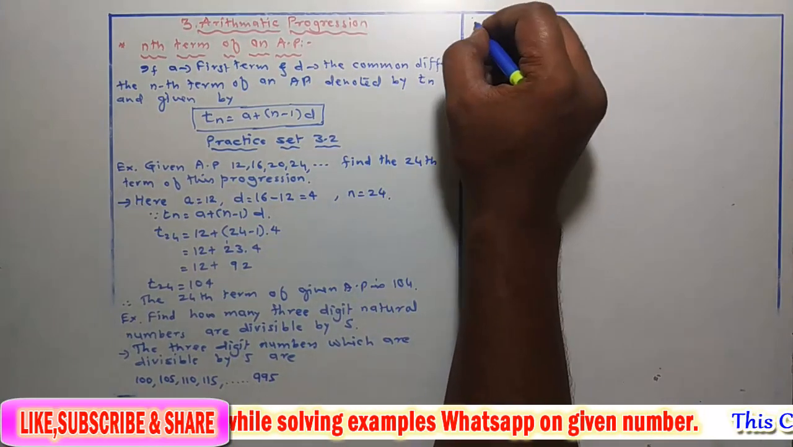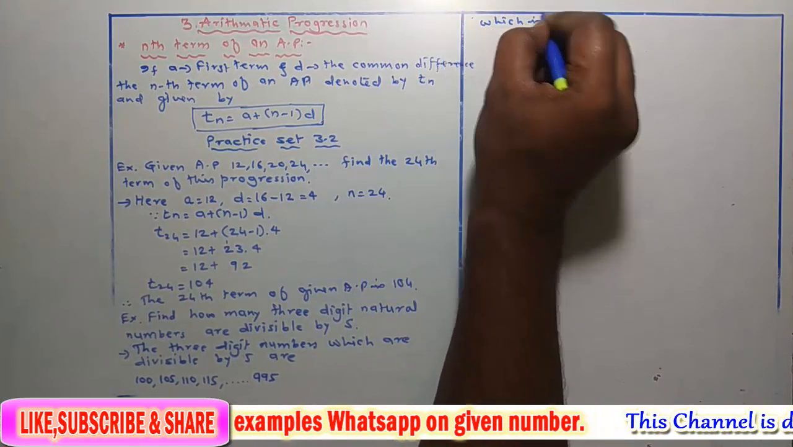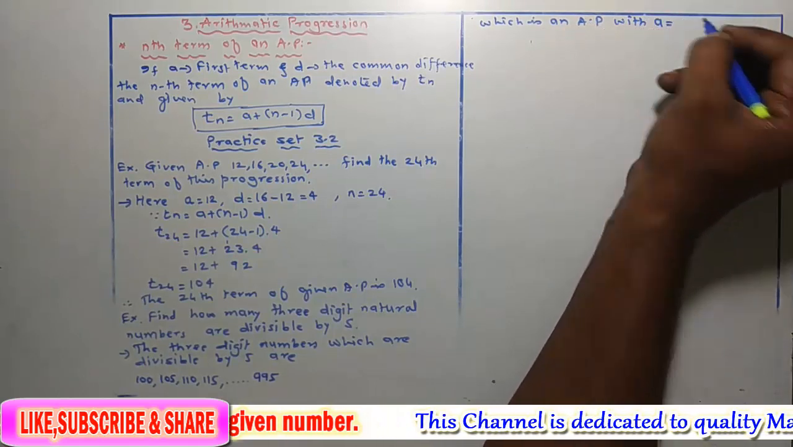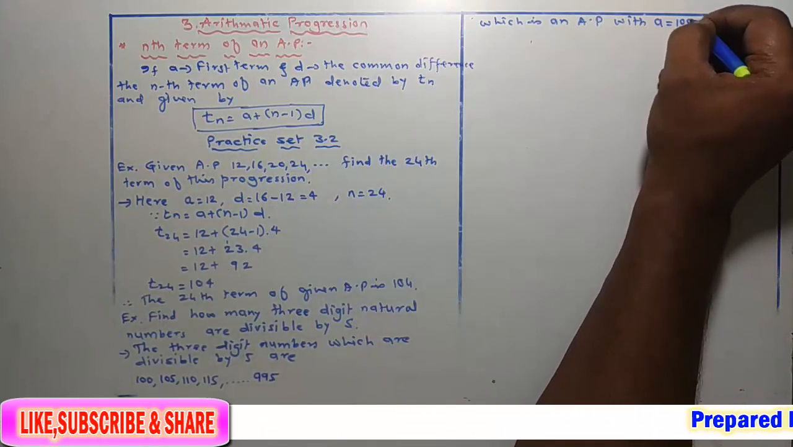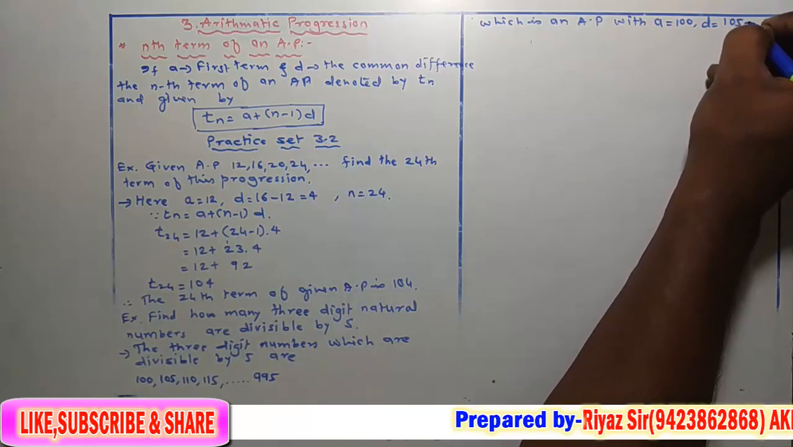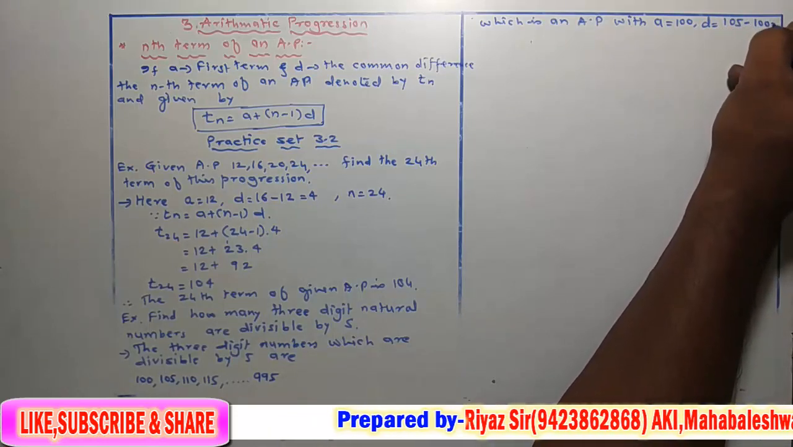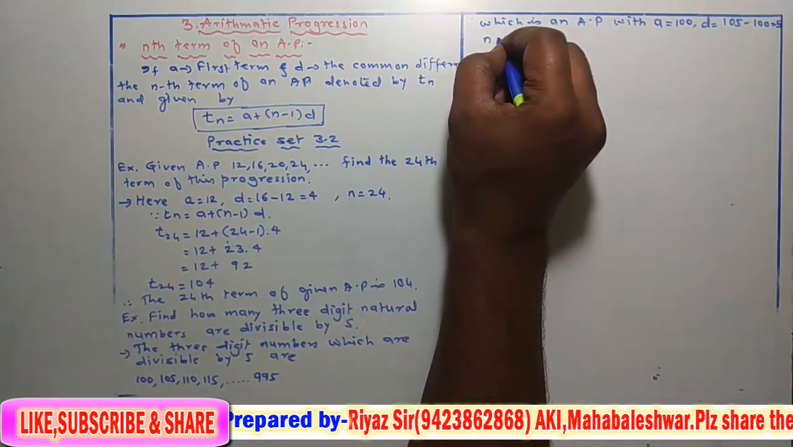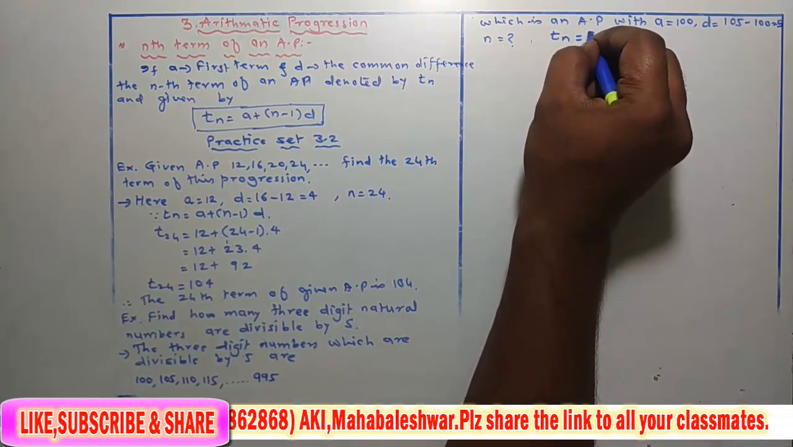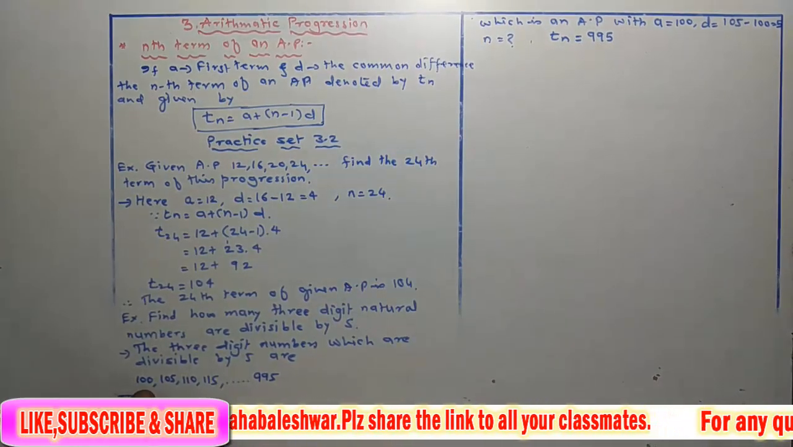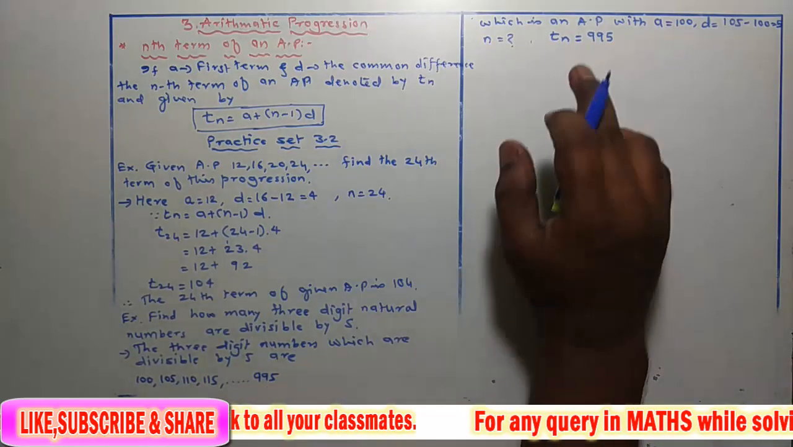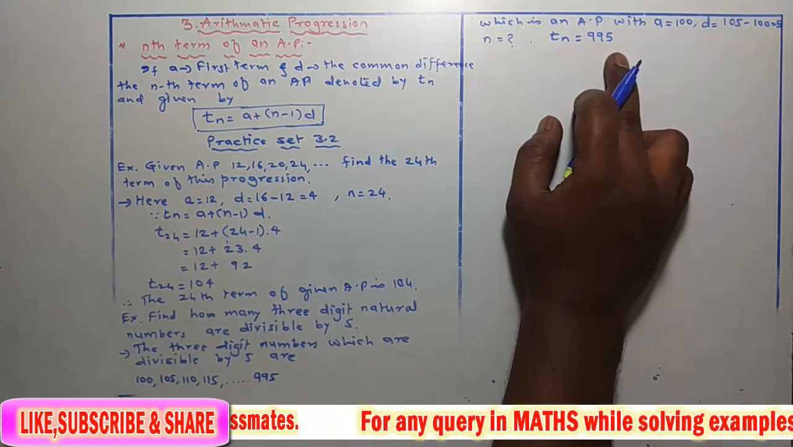This is an AP with A, that is the first term, 100. Then D is equal to 105 minus 100, that is equal to 5, and N is equal to N, we have to find how many numbers are there, and Tn is equal to 995. This is the first number, this is second, this is third, this is fourth. Now how much is this? We don't know how many numbers there are. So we consider that number as Tn is equal to 995.